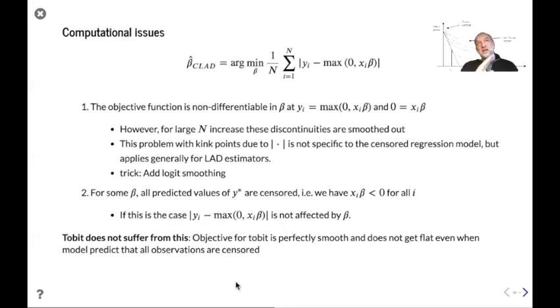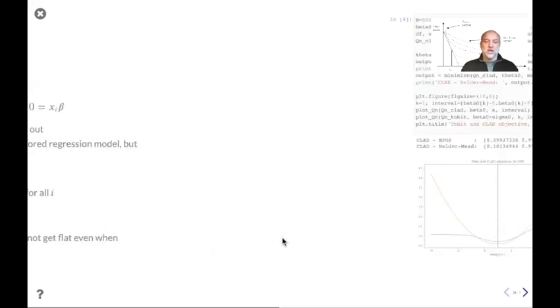Tobit is not suffering from this at all. Even with lots of censoring, you're not going to get these flat areas, and you're not going to get the kinks in the objective function. It's going to be totally smooth, and you would have an easy time trying to maximize the likelihood, or minimize the objective function as a negative average of the log likelihood.